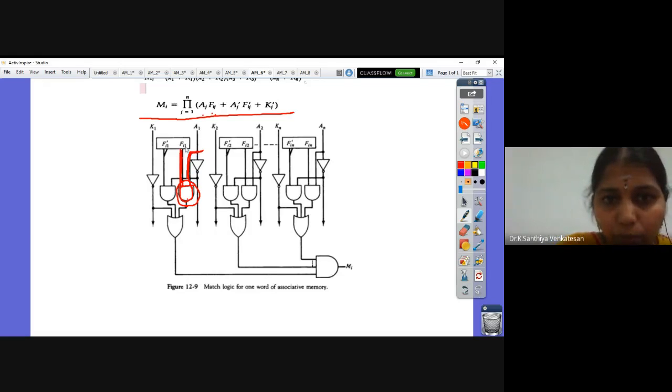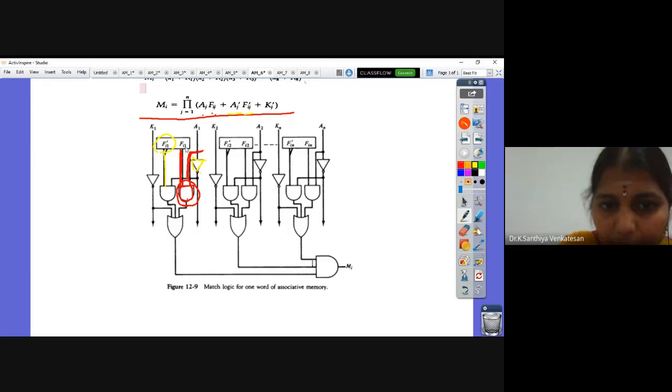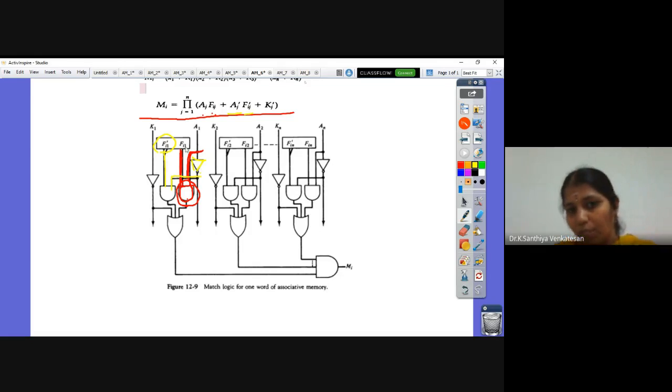Similarly, the next one is Aj dash Fij dash, both should be complemented. So I need an inverter for Aj, and for Fij dash I have taken it directly. Here Fi1 dash they have given directly. The complement is given directly. So I'm taking Fi1 dash and A1 dash. That is, Fi1 dash and A1 dash should be ANDed because there is a multiplication over here.